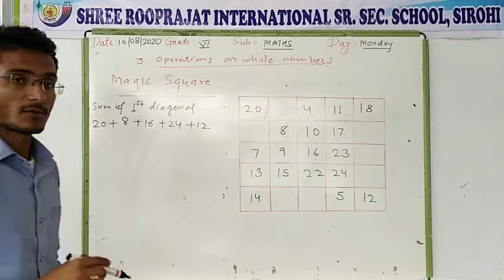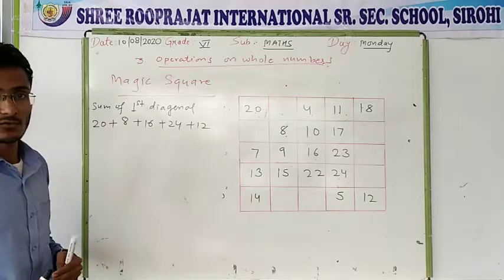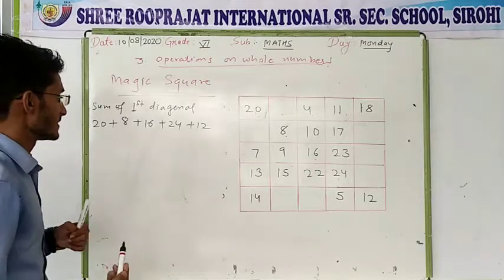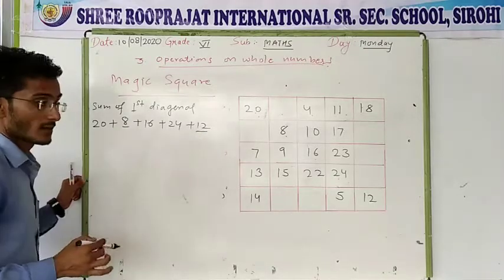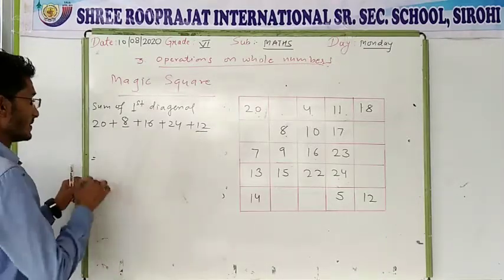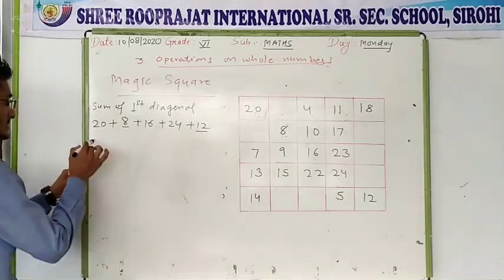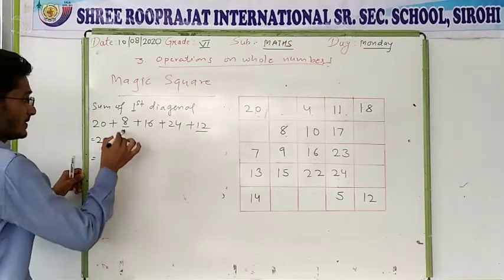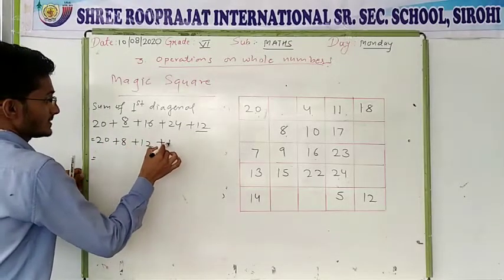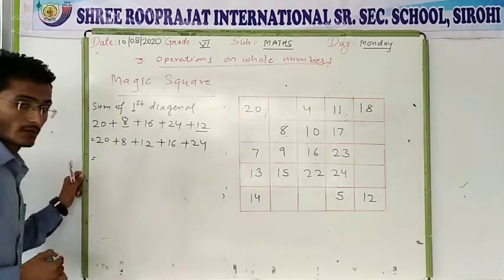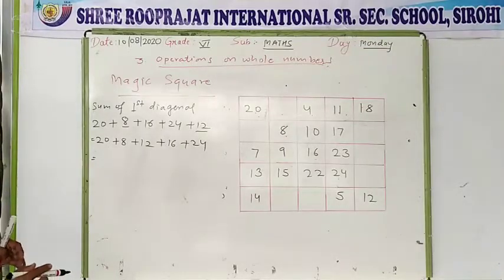We already talked about the properties. We can add the numbers in a different order to make our operation easier. So 8 and 12 are given. What will we get? 20. So you can place all the numbers in a different order. Suppose I write 20 as it is, then I write 8 and then 12, then 16 plus 24. I just change the order. Every number is the same here.